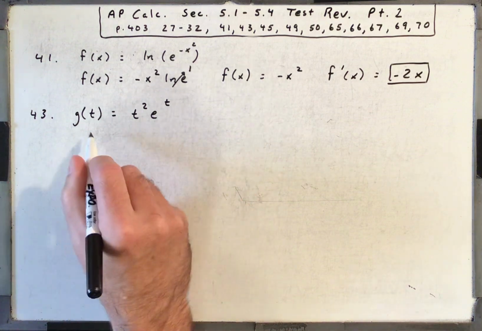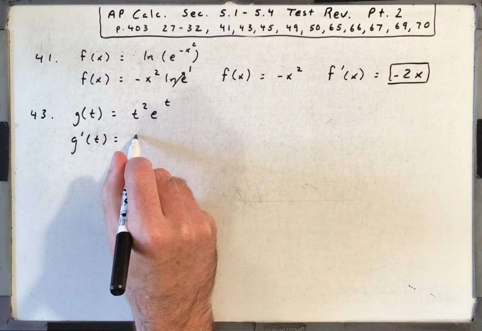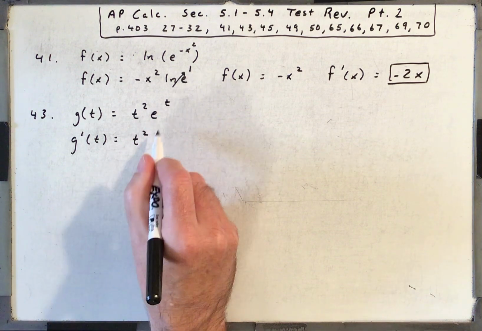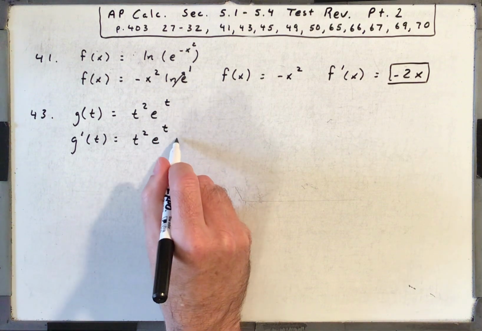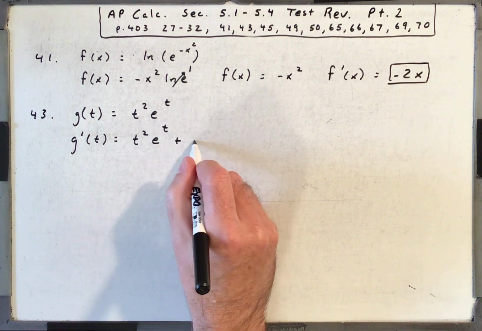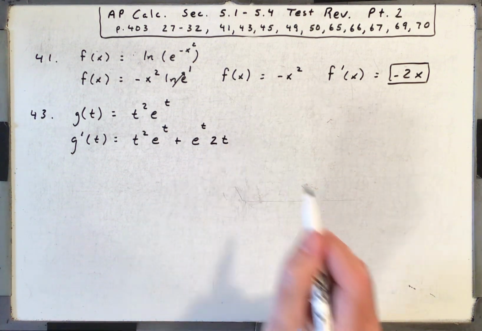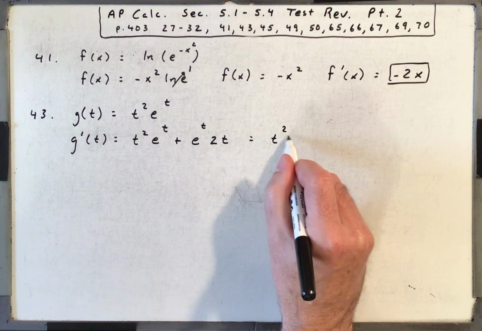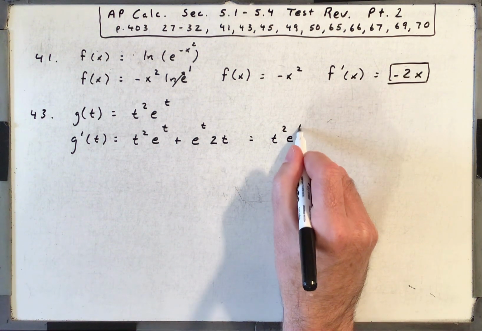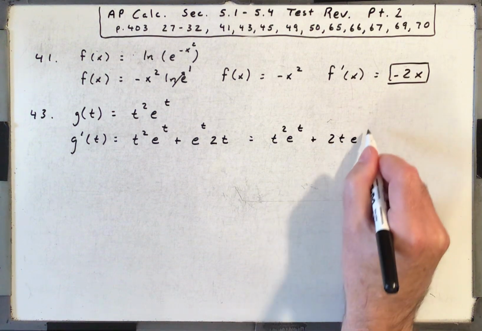All right, that's going to be a product rule. So g prime of t is the first, t squared, times the derivative of e to the t, which is e to the t, plus the second, e to the t, times 2t. All right, so just cleaning that up a little bit, that's t squared e to the t plus 2t e to the t.